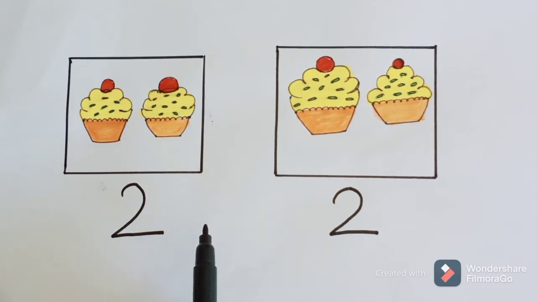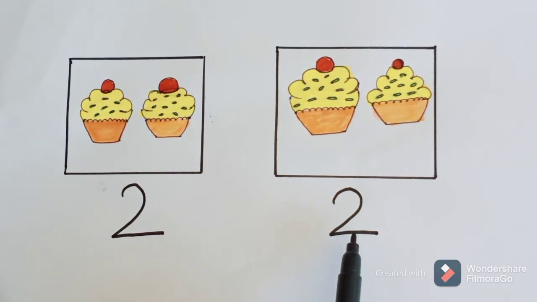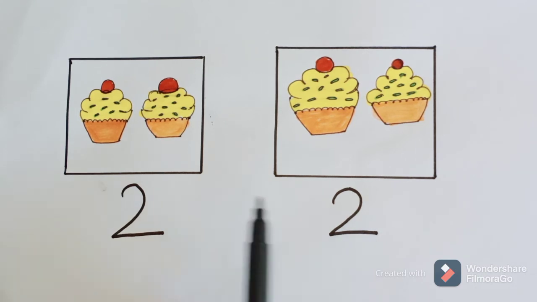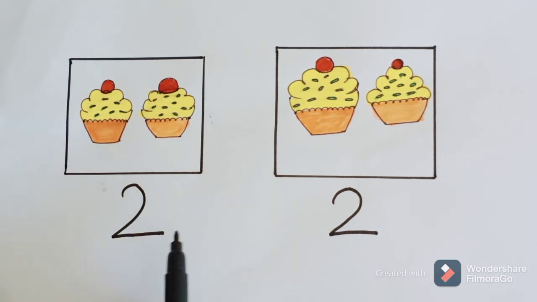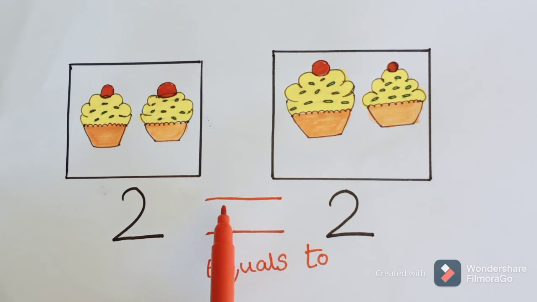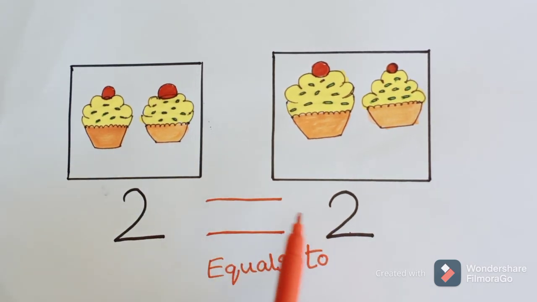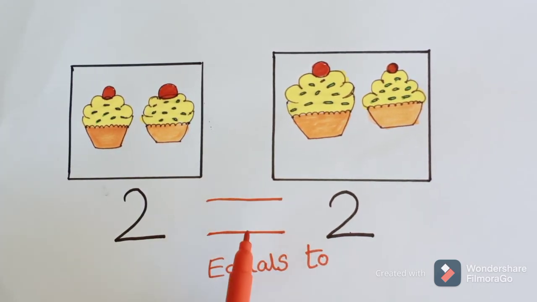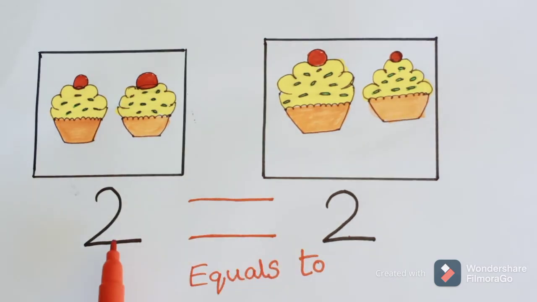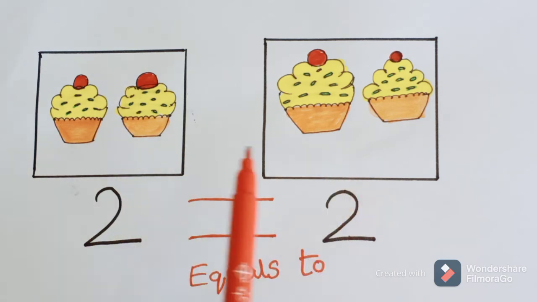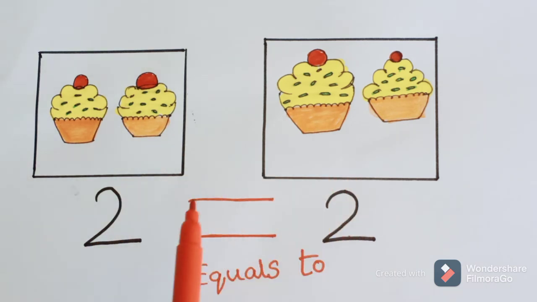So, which symbol is used for the same numbers? Children, do you know which symbol is used for same numbers? If the two numbers are the same, then in math we use the equals to symbol. 2 is equal to 2. So here the two groups have the same number of objects, so we should use the symbol equals to.